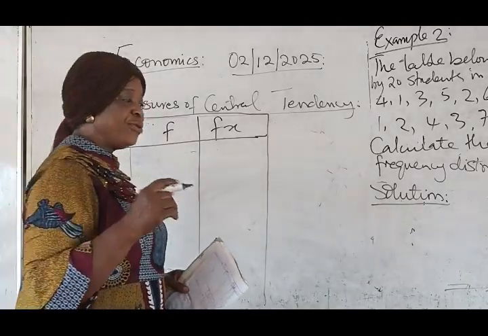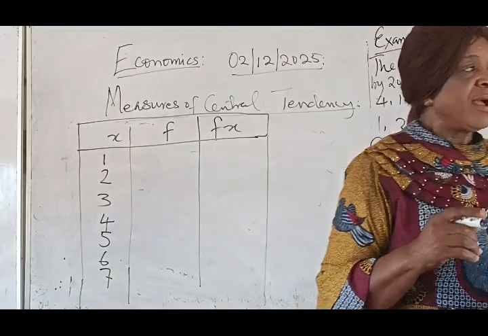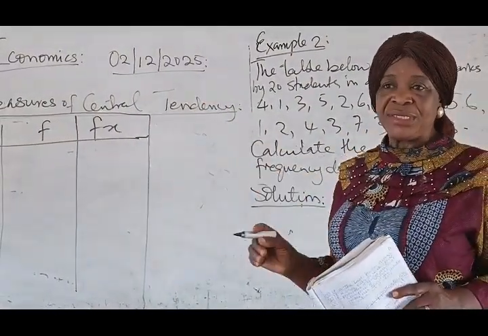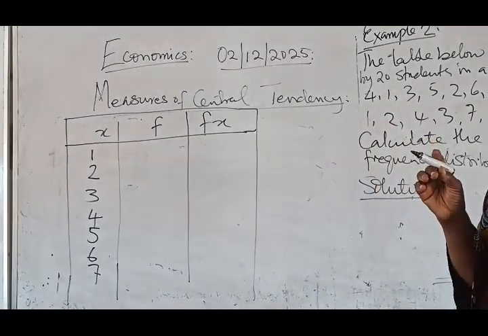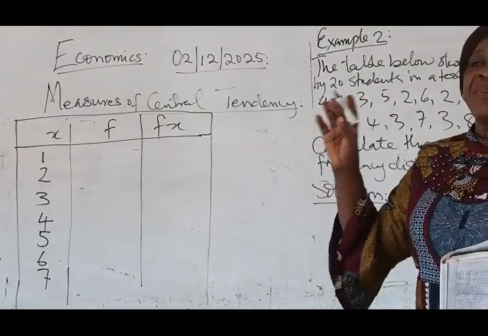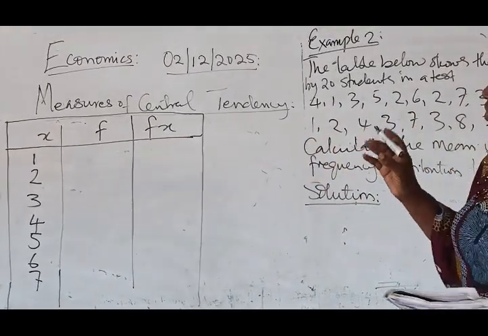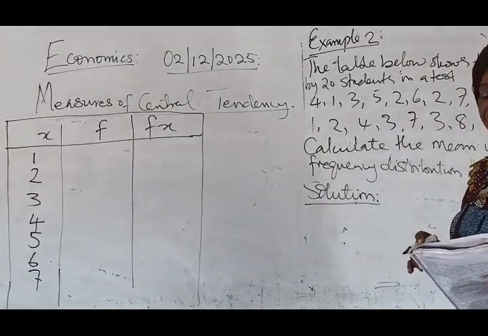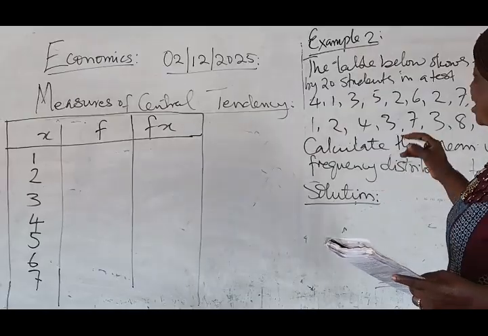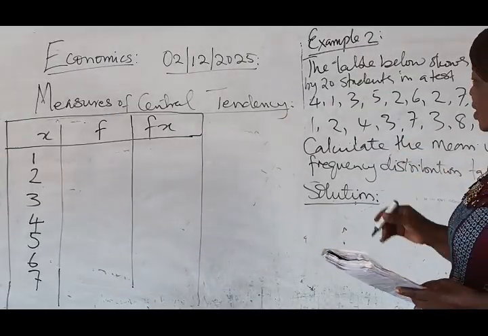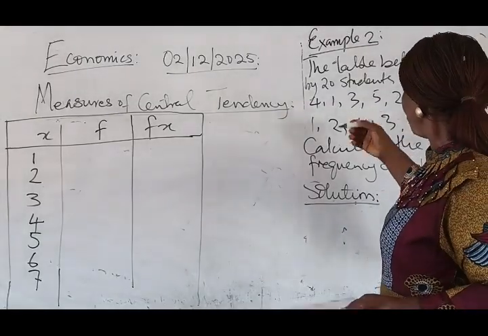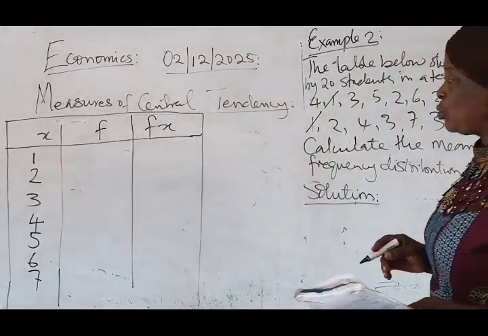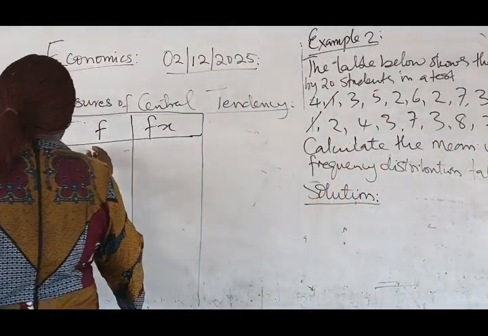So it is now left for you to ask yourself, how many times does each of these numbers appear? That is the frequency. I've already taught you the meaning of frequency. Now, you go back to the figures given to you. Ask yourself, how many times does 1 appear? 1 appears 2 times. If I were you, anyone you have taken, just cross. So, 1 appears 2 times.